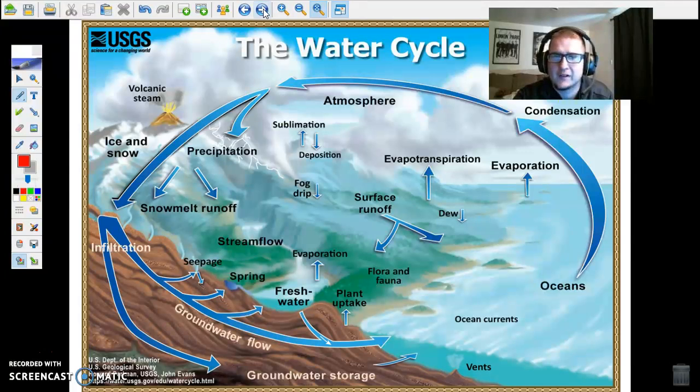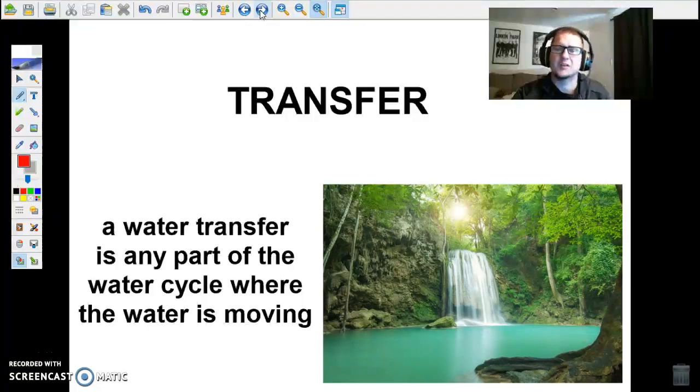The water evaporates from the ground. It flows up into the clouds where it condenses and becomes part of the cloud. The cloud becomes heavy enough that gravity eventually acts on it and it falls to the ground, becoming part of the rivers and streams, eventually flowing into a lake or the ocean where the process can take place all over again. Now, I said we're going to be talking about transfers and reservoirs. So let's begin by talking about transfers.